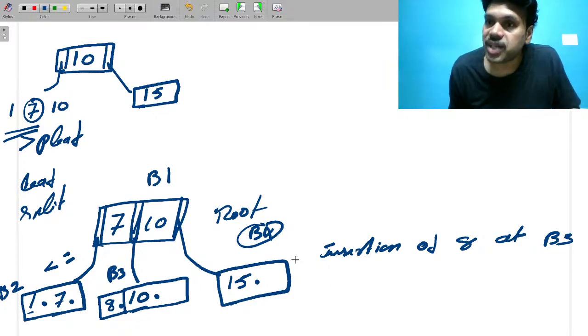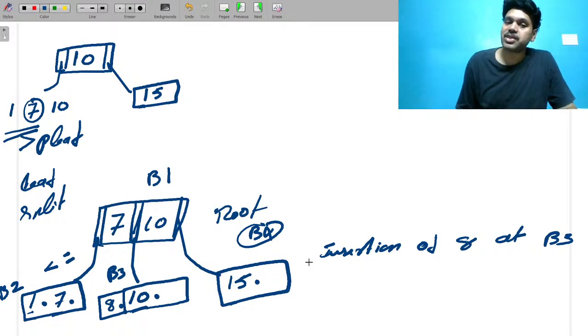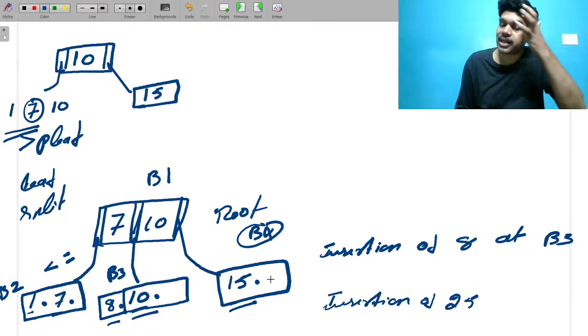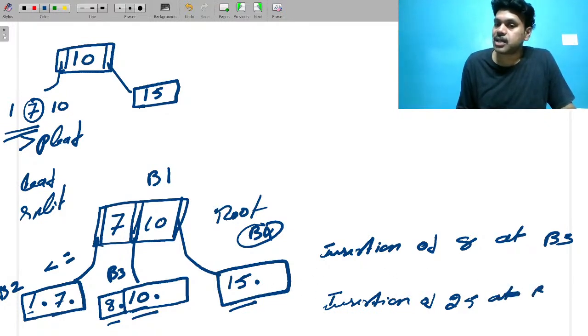Now I want to insert 25. Observe, my dear friends. 25, where are you going to insert? Now insertion of 25. So 25 greater than 1, greater than 7, greater than 8, greater than 10, greater than 15, and there is accommodation here. There is a space. So I can keep it simply in block 4. So therefore you got here.